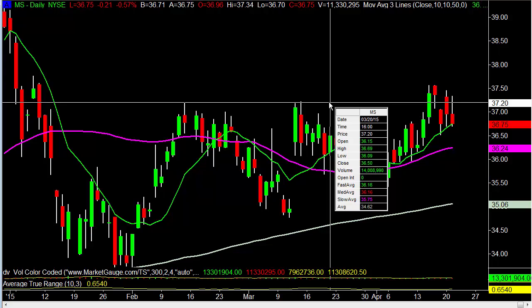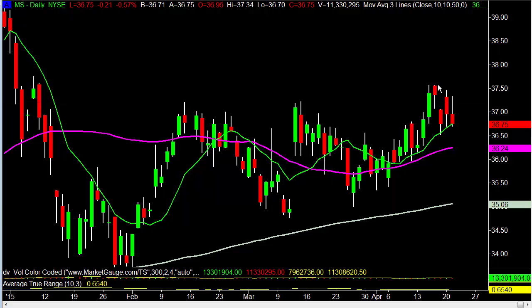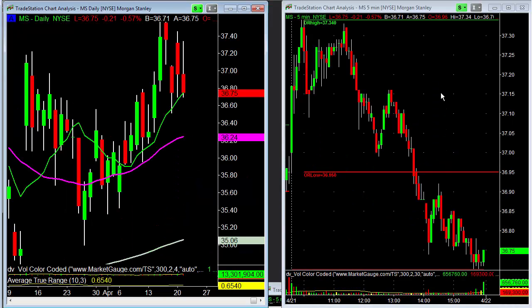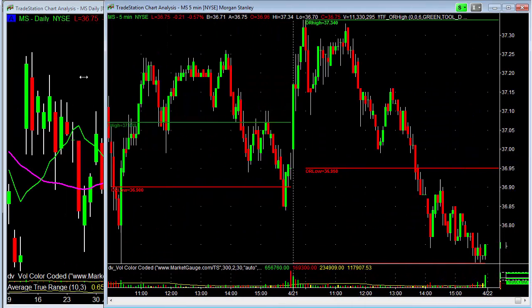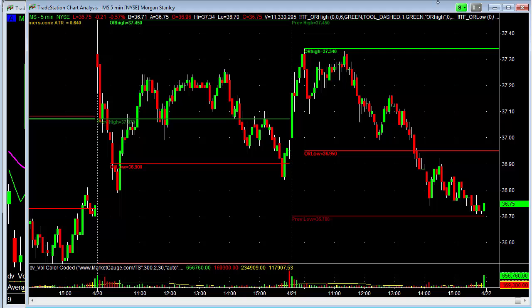And that's my initial entry for what hopefully would be a breakout. Now, it doesn't look like it's going to happen, but here's exactly why I like this particular approach to this trade so much. Let's take a look at Morgan Stanley yesterday.